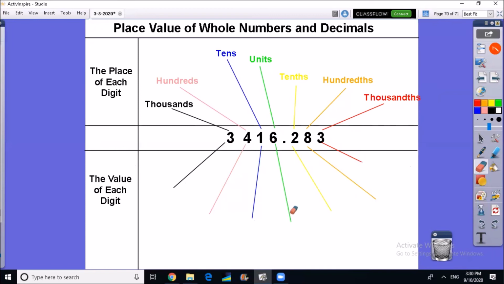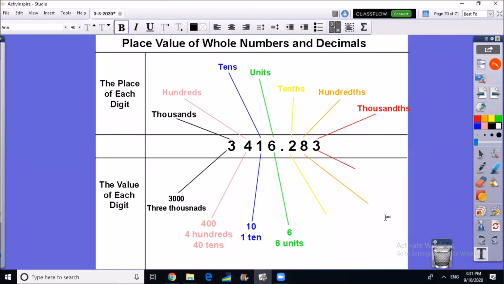Let's just focus here on the whole number, 3,416 first. We agreed 6 units is just going to be 6. 1 tens is just going to be a 10. 4 in the hundreds place is just a 400, or as we agreed before, it can be 4 hundreds or 40 tens. And here 3 is 3,000, it can be 3 thousands or 30 hundreds or 300 tens.